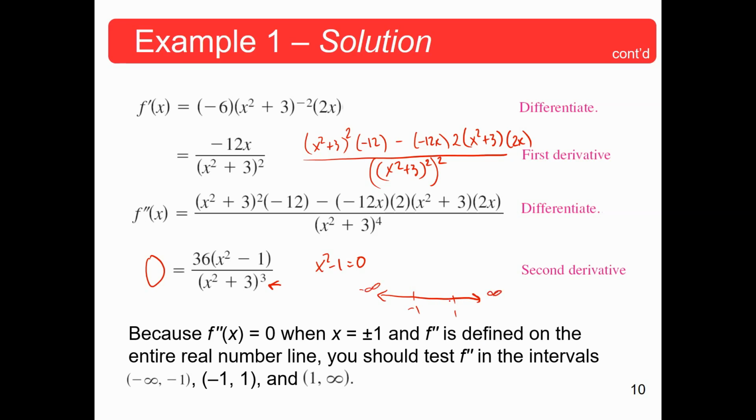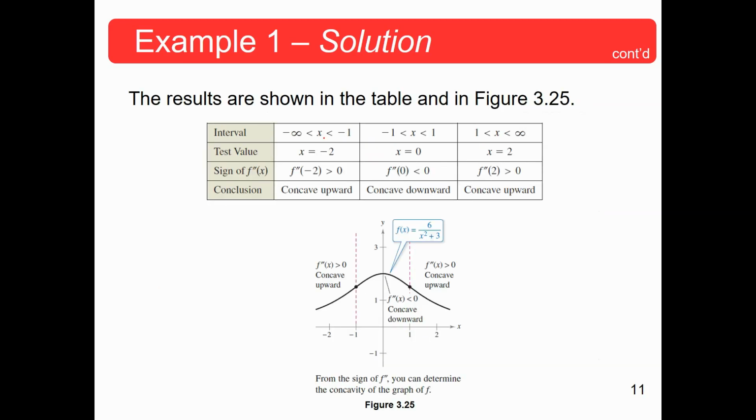We take a test point, and we're going to plug it in to the second derivative. So if we do that, we test negative 2. We determine that f double prime of negative 2 is positive, which means it's concave up. If we pick 0 between negative 1 and 1, we plug in 0 to our second derivative. We get that it's actually negative, so it's concave down there. And then plugging in x equals 2, we get that f double prime of 2 is indeed positive, thus we are concave up. So you can see this graph here.